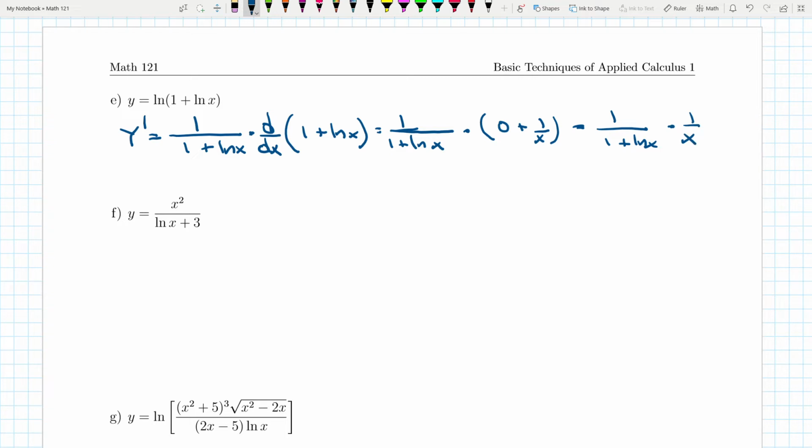But I would strongly suggest that you rewrite this answer in the following way. In this case, multiply across 1 times 1 to give us a 1. And in the denominator, think of this quantity 1 plus ln x as having parentheses. And that's going to give us x times (1 plus ln x). And that's the final answer.